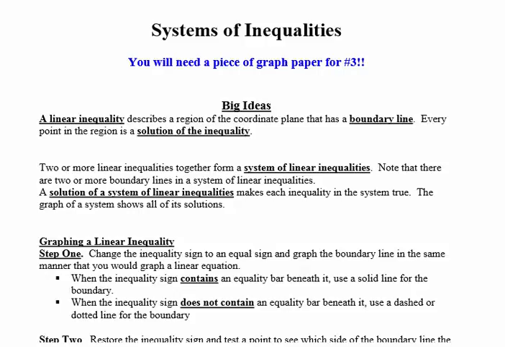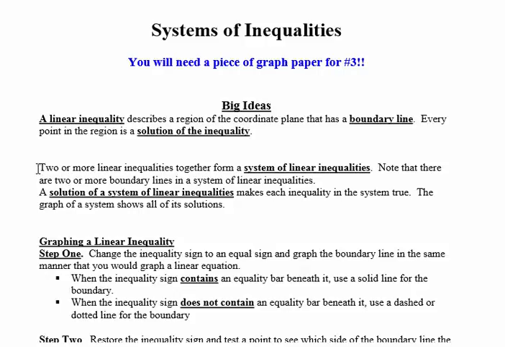A linear inequality, just talking about one, describes a region of the coordinate plane that has a boundary line. And so every point in that region is a solution of the inequality. If you graphed an inequality and shaded one side or the other, depending on the inequality, any point in the shaded region is considered to be in that bounded area. The boundary line would be your inequality, and so it would be considered a solution to that linear inequality.